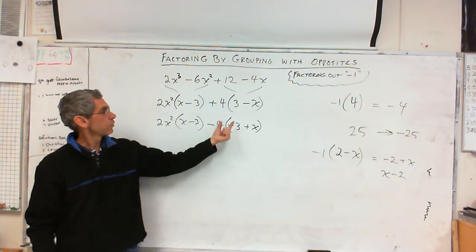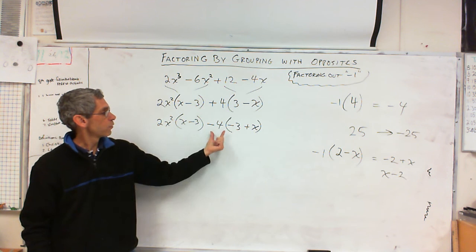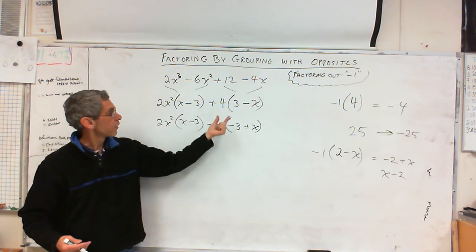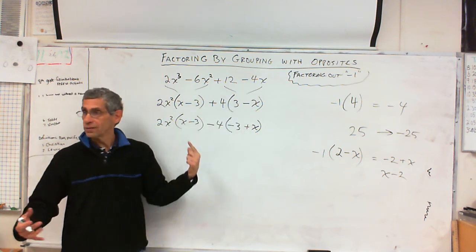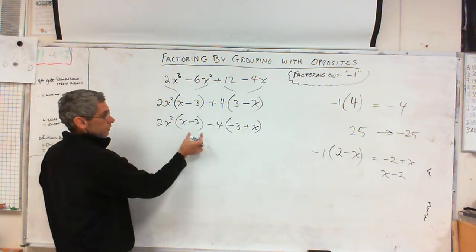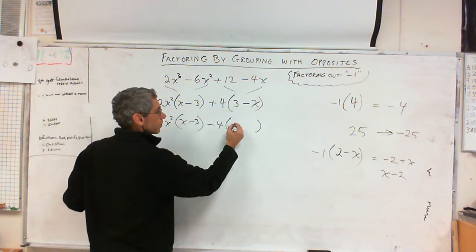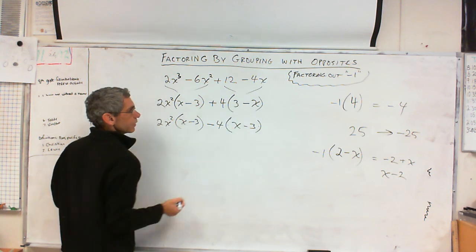-4 times -3 is the same as positive 4 times positive 3. -4 times positive x is -4x. Positive 4 times -x is -4x. So I get the same thing. That looks different, but really they're the same thing. I'm going to just rewrite it the way it is, x minus 3.